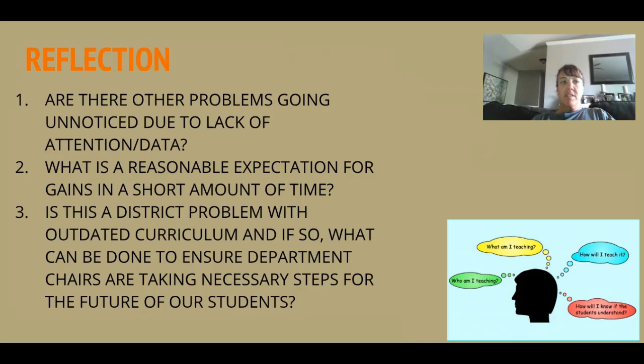As I reflect upon this case study, I wonder if there are other problems that are going unnoticed due to a lack of attention to the data and maybe just a lack of data overall. Also, I reflected on the fact that what is the reasonable expectation for gains in such a short amount of time, and are we going to be able to make the necessary gains in just a year's period in order to make the deadlines for the grant. And also, I wondered if this was a district problem with outdated curriculum, and if so, what are the department chairs doing in order to ensure that our students are being able to compete with other students in the nation.